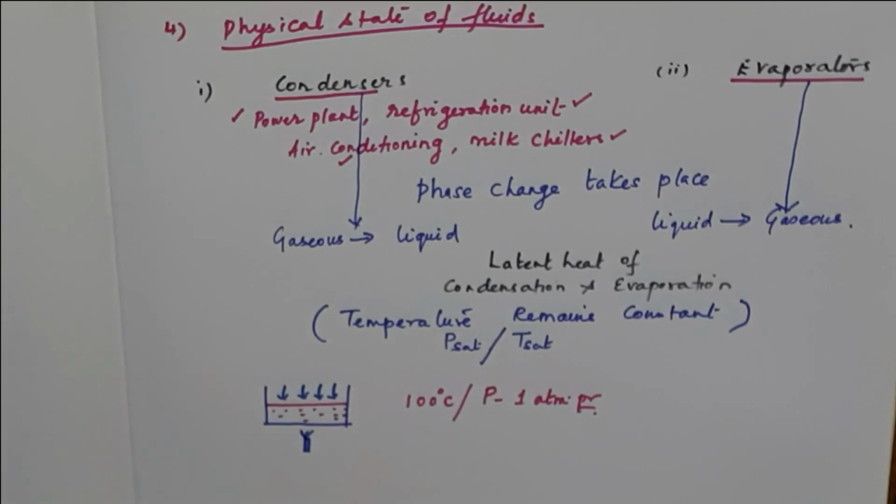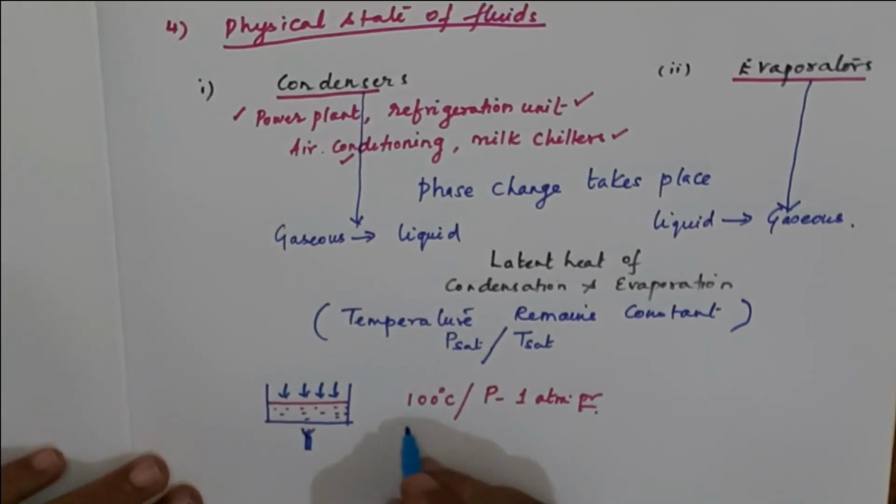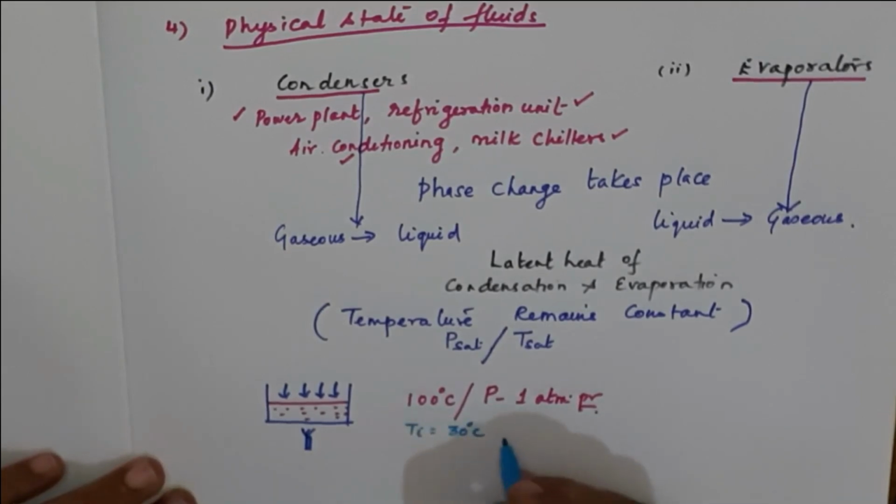So as I'm giving the heat energy to the water, suppose the initial temperature of water is 30 degrees Celsius. When you heat and place a thermometer, the temperature will increase from 30 degrees to 40, 50, 60 etc. and it reaches 100. After 100, if you observe, the temperature will remain constant.